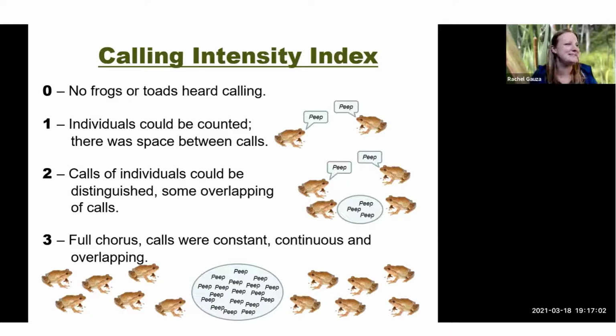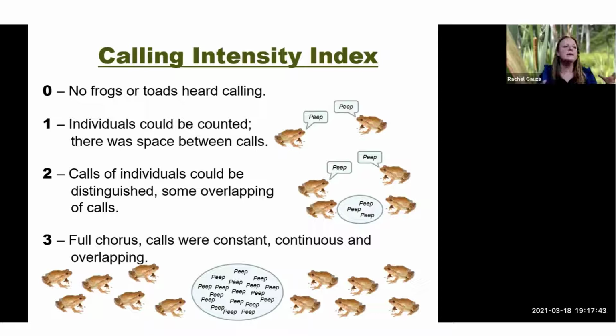Calling intensity level two ramps that up a little bit. You're still able to have a general idea of how many individuals within a certain species are there. There can be some calling back and forth, but the intensity ramps up and they start to overlap and pile on one another. So you go from peep, peep, peep, and they start to overlap, and you are still able to get an idea like, oh, there's about four to six there. I can hear those individual voices, but there's certainly no space between the calls. And then calling level three is the full chorus.